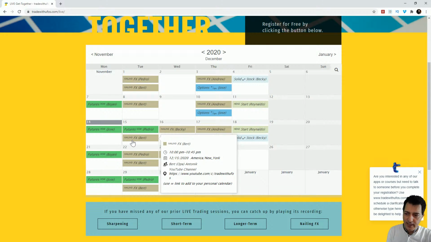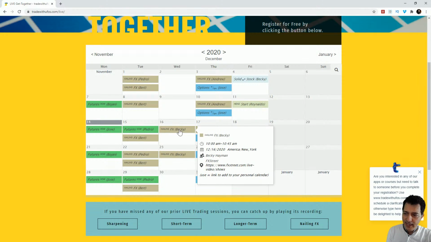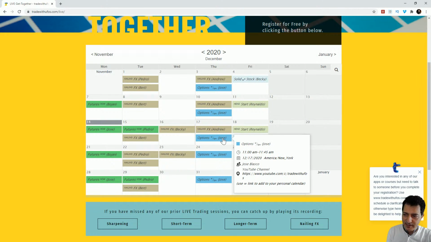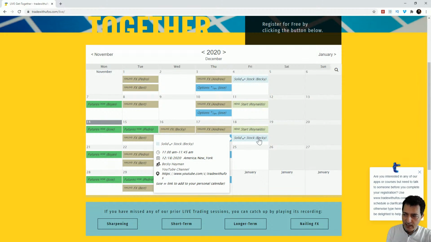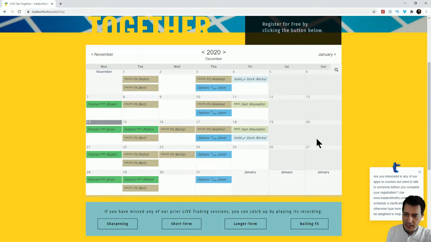New York time, Bert doing Forex as well. And then we got Becky with Forex, and then Andrew with Forex, myself with options, Reynaldo with trading psychology, and finally Becky with solid as a stock.